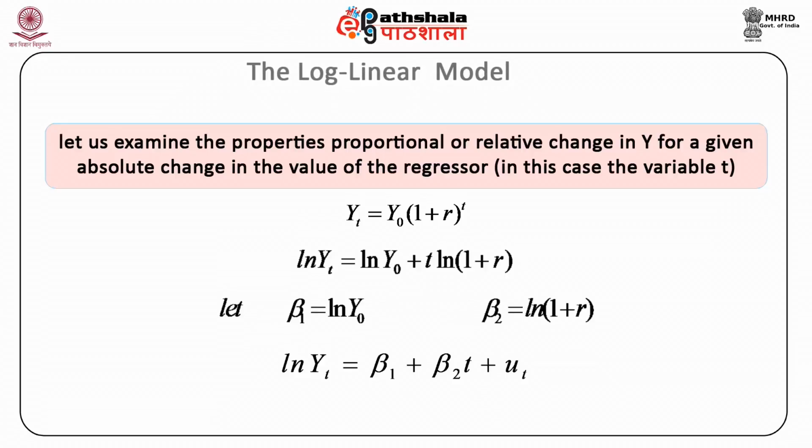Instantaneous versus compound rate of growth. The coefficient of trend variable in the growth model, beta 2, gives the instantaneous, which means at a point in time, rate of growth, and not the compound, which is over a period of time, rate of growth. But the latter can be easily found by taking the antilog of estimated beta 2 and subtracting 1 from it and multiplying the difference by 100.